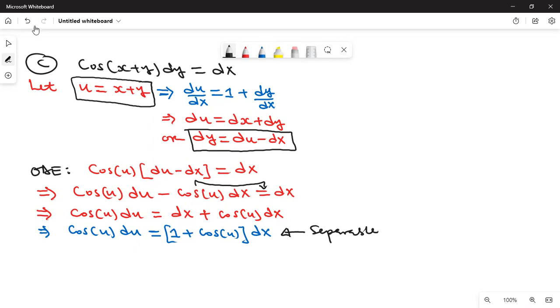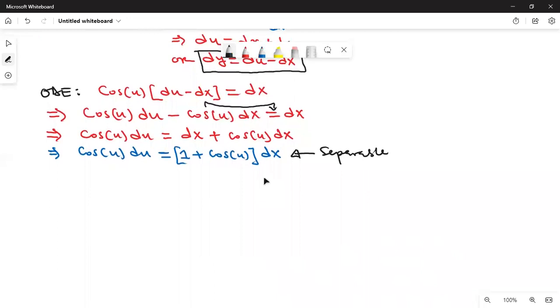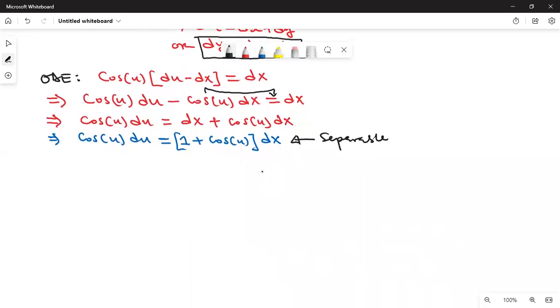Now we need to collect the x's and the dx on one side, the u's and the du's on the other side. So when you separate the variables, you're going to get cos u over 1 plus cos u du is equal to dx. That's what we have.